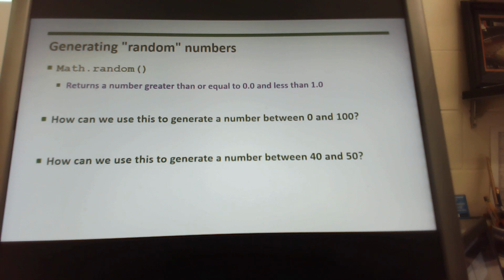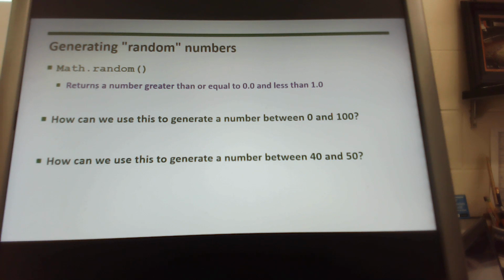But let's talk about Math.random for a second. Math.random gives you a number between 0 and 1. It gives you a random number. When I say random, it's approximately random. It's not truly random. This pseudo-generates a random number. It looks random. We don't need to get into the details of it, but it basically gives us some number greater than or equal to 0 but less than 1.